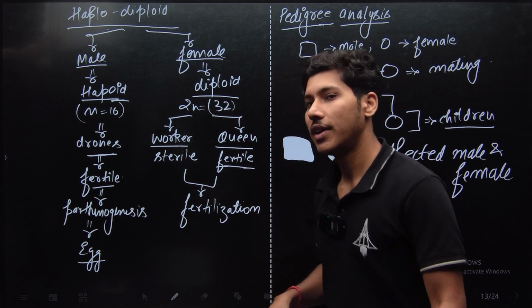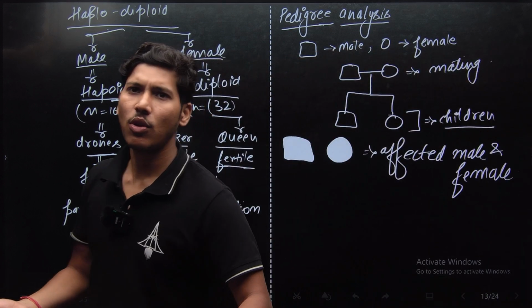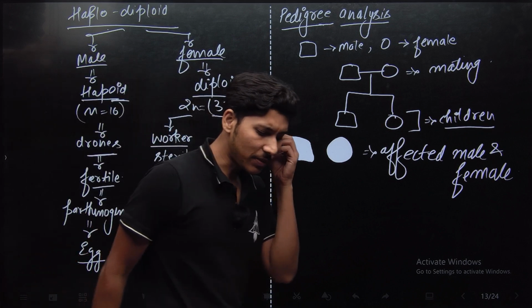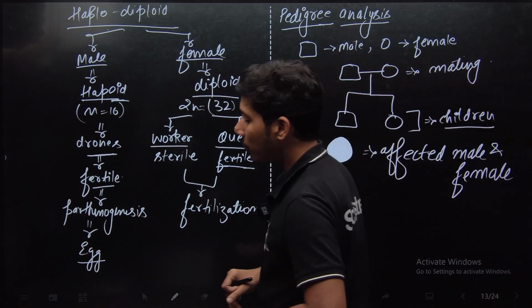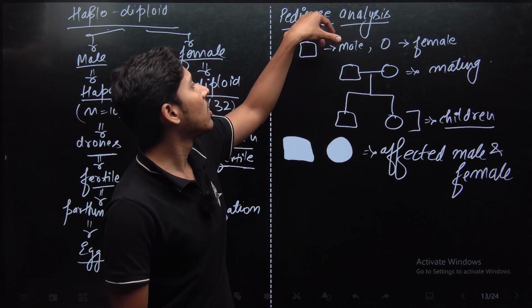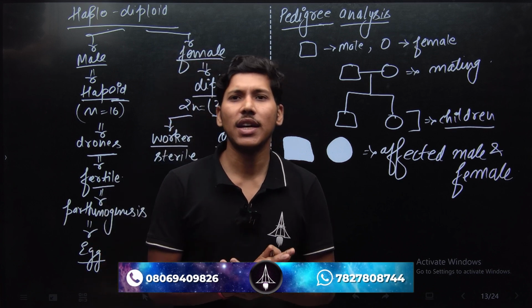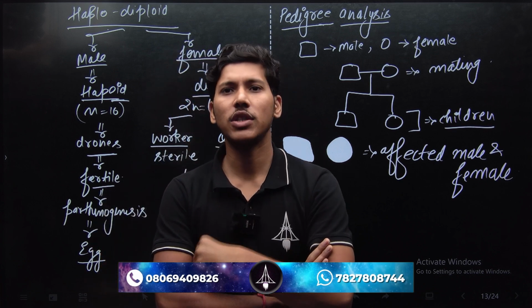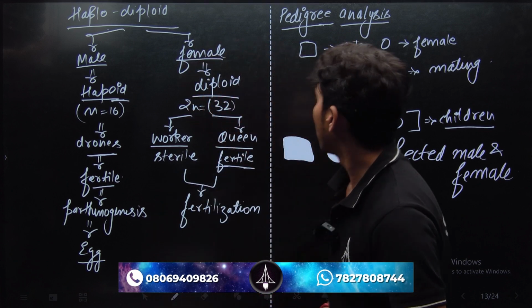Okay? Now, there is one more very important topic in this chapter. Actually, all the topics are important in this chapter. One more important topic here is pedigree analysis. Pedigree analysis is basically the study of a family chart, or the study of inheritance of any character in the family.